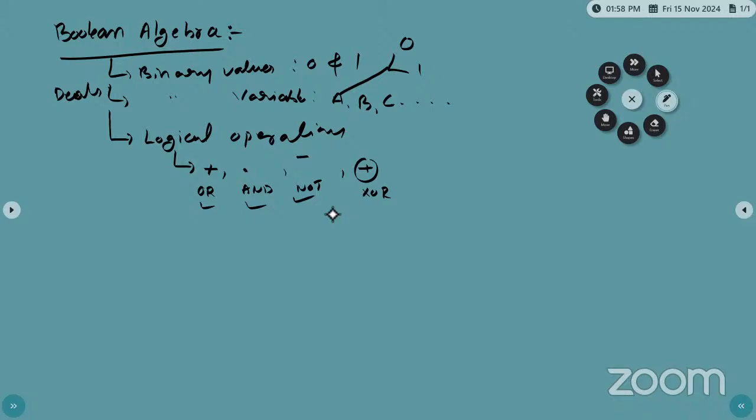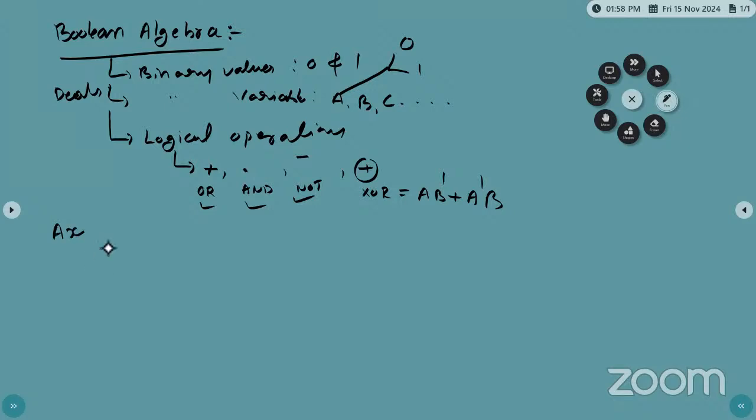XOR can be written as AB dash plus A dash B. So here, what is used are the operators NOT, OR, and AND. Only the basic three operators: AND, OR, and NOT.